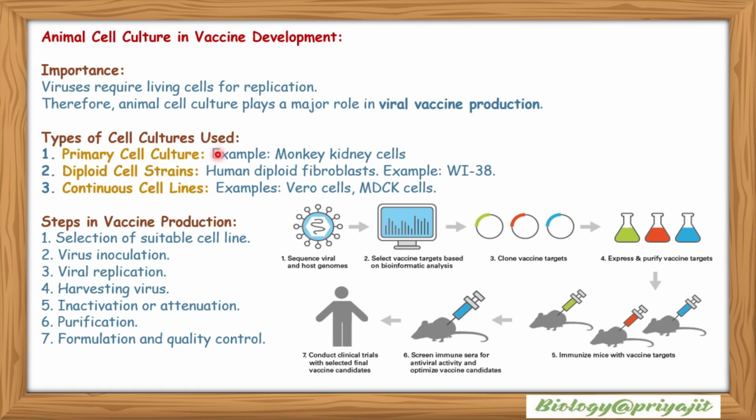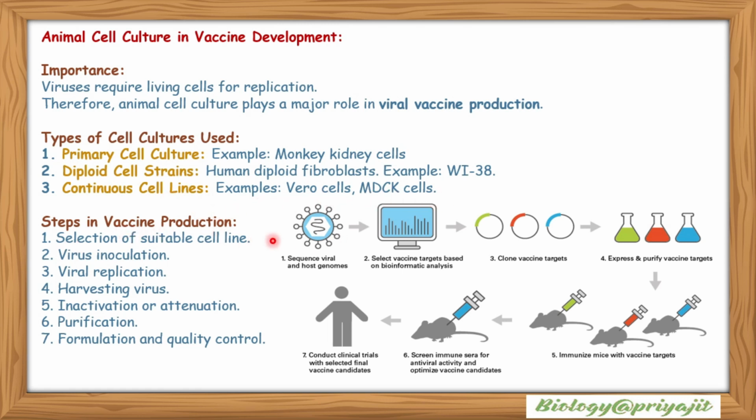What are the types of cell cultures used? Primary cell culture. Examples: monkey kidney cells. Diploid cell strains, such as human diploid fibroblast. For example, you can say WI-38. And continuous cell lines. Examples: Vero cells, MDCK cells, etc.